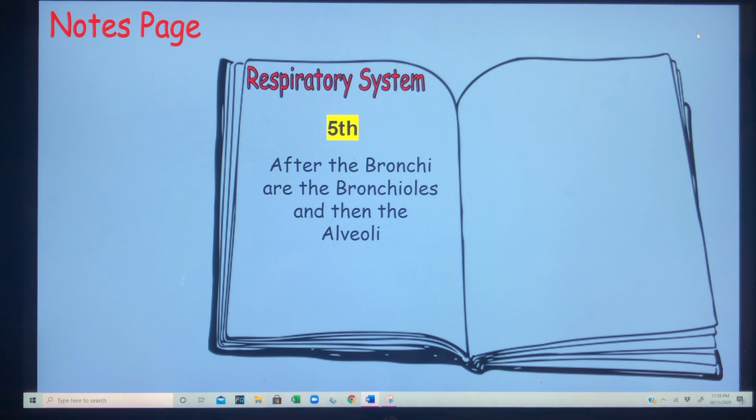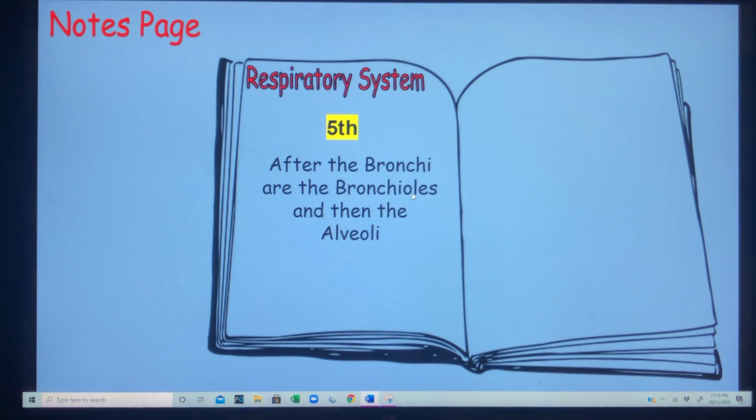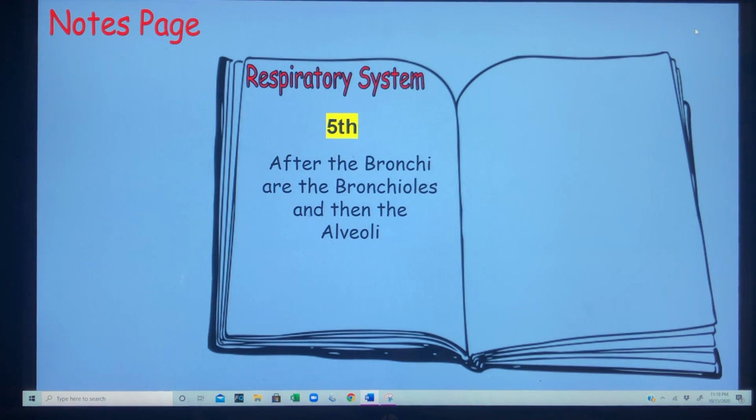For your entry, you need to write fifth and write down after the bronchi are the bronchioles and then the alveoli.